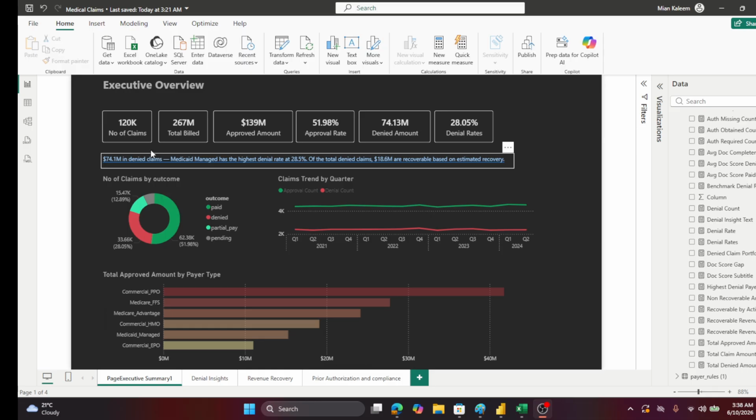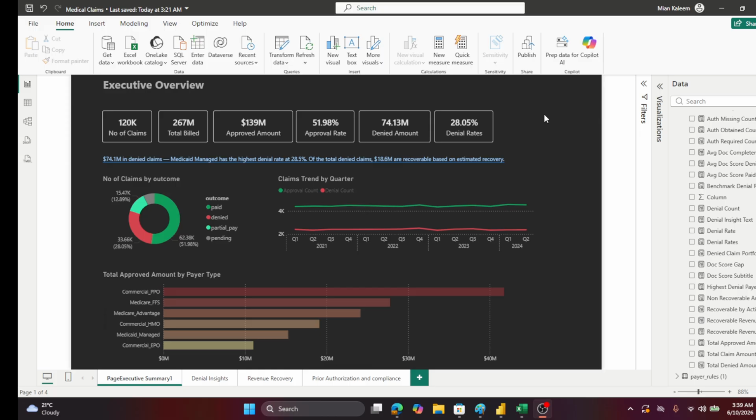In the executive summary we have KPIs: number of claims submitted, total billed. The hospitals billed around 267 million. Claims approved by insurance companies are 139 million, and their approval rate is 51.98. The denied amount is 74.13 million, and the denial rate is 28.05.